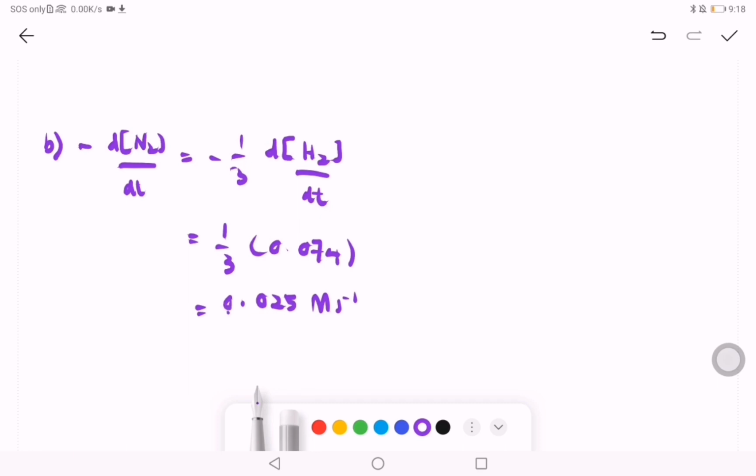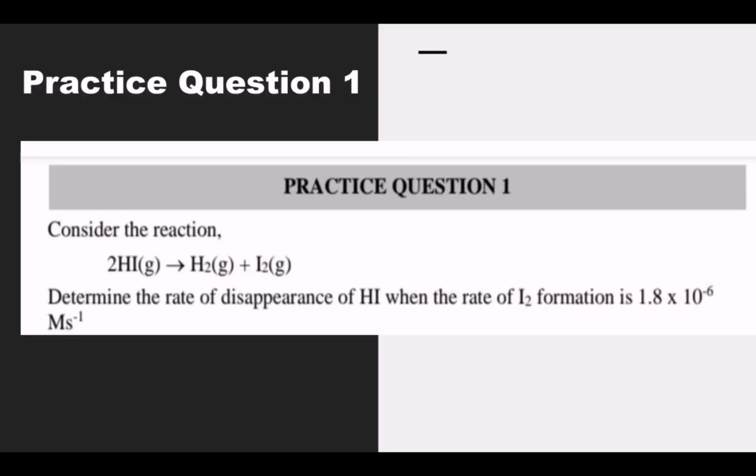So that's for example 1. Now let's go to practice question 1. Consider the reaction 2HI produces H2 plus I2. Determine the rate of disappearance of HI. Given in the question is the rate of formation of I2.